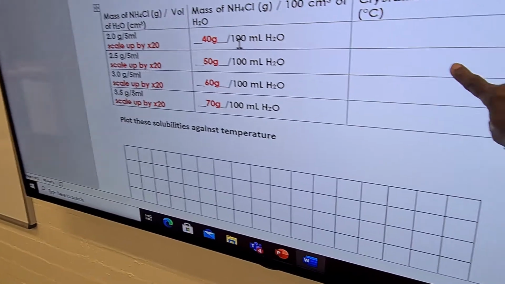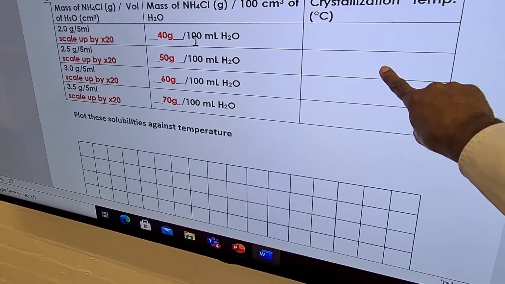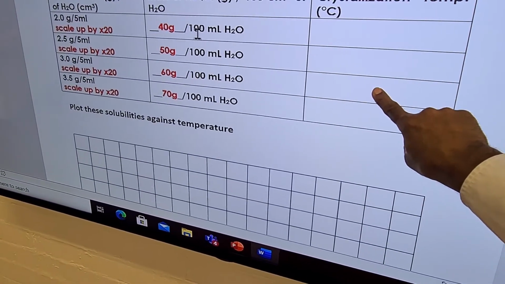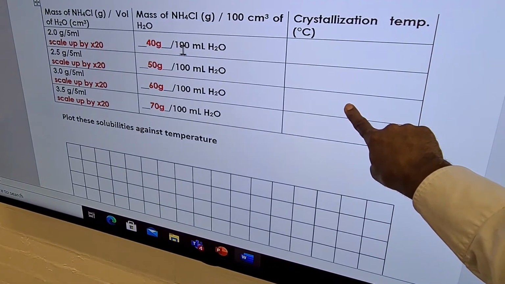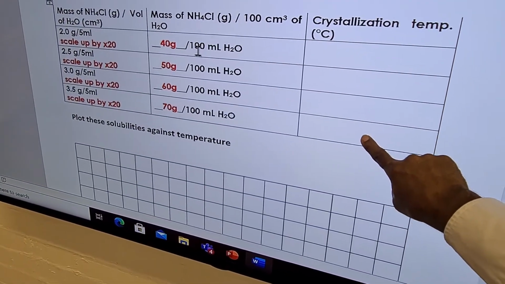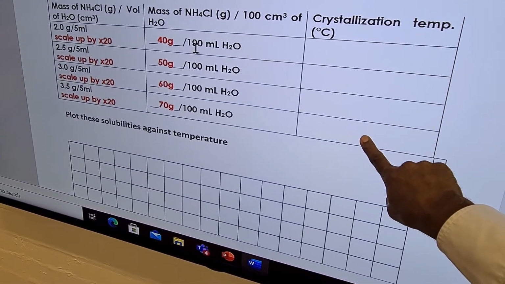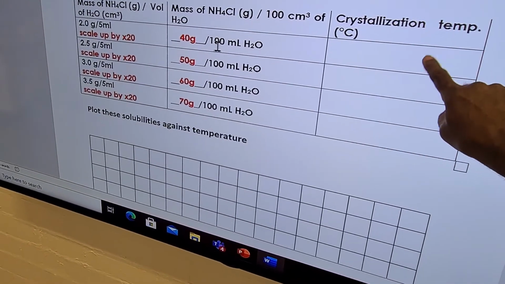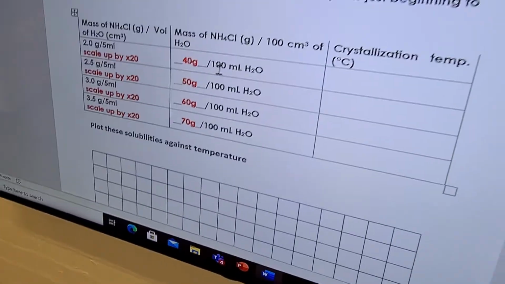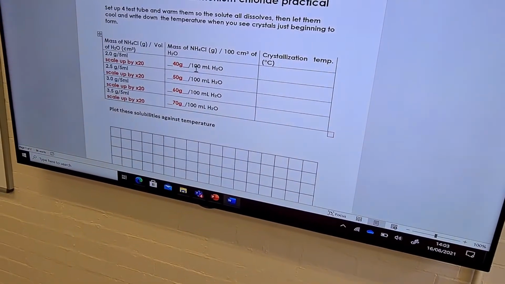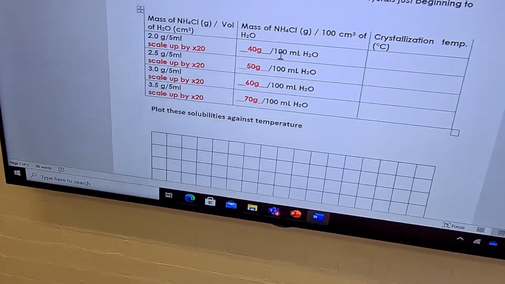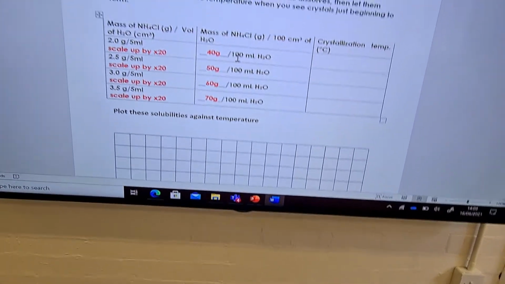49 there, B, 65 there, which is C, 88 there, which is D, and we've got that one to find out yet when it cools down enough to give us crystals. And can you see the four solubilities? Then we can plot them.